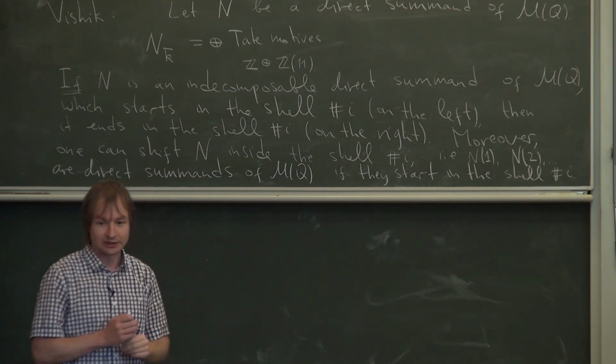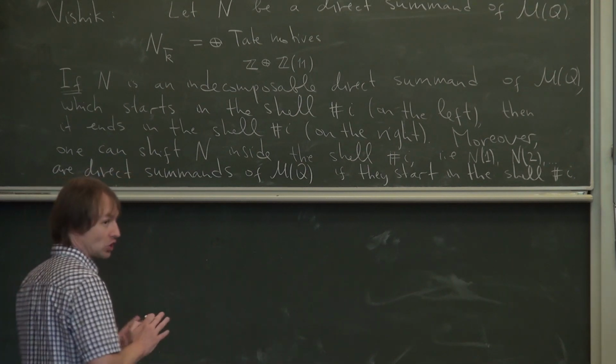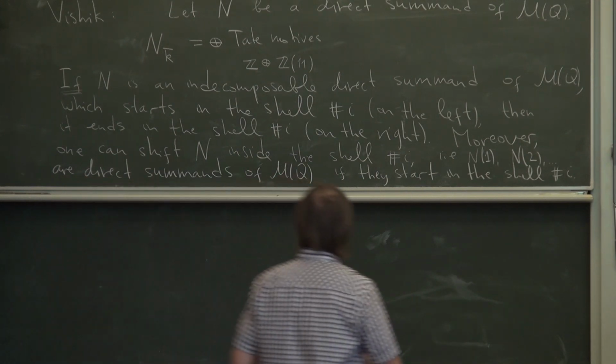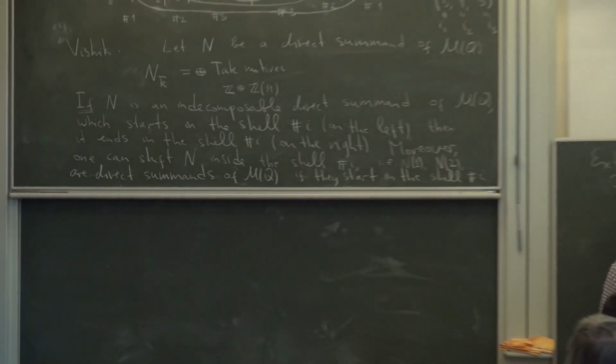So now let us apply this principle to an extreme case when there is only one shell. So let us take either a Pfister quadric or a maximal Pfister neighbor.